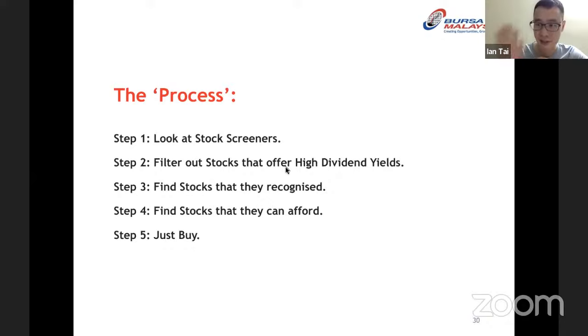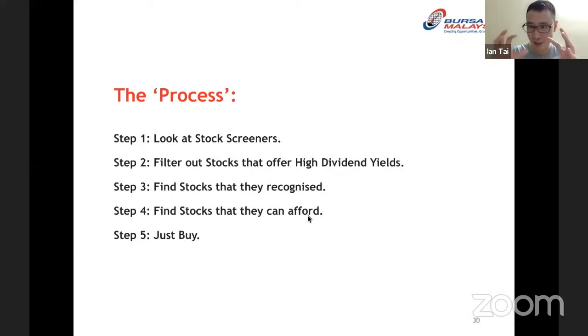Then they start to find the stocks that they can recognize. Maybe this stock I recognize, I know the brand. Some stocks they have never heard of before, so they just dismiss them. Then they gather maybe another 10 stocks that they recognize, and then they see which one they can afford.